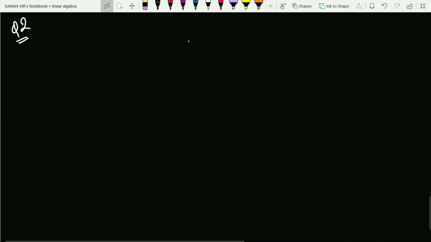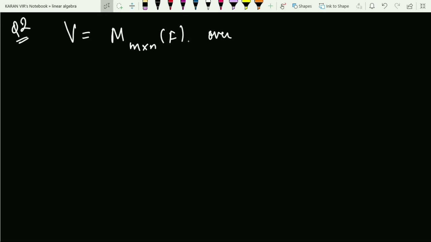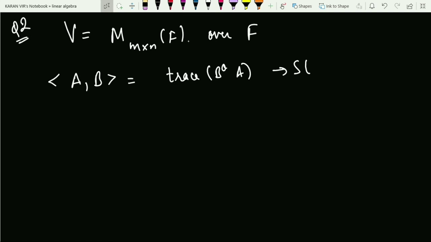Now I will be considering the vector space of m cross n matrices over the field F, where the entries are basically from the field F. And how have I defined the inner product between two matrices? That is nothing but the trace of B conjugate transpose times A. So this is nothing but my standard inner product. So this is the standard inner product in the case of matrices.